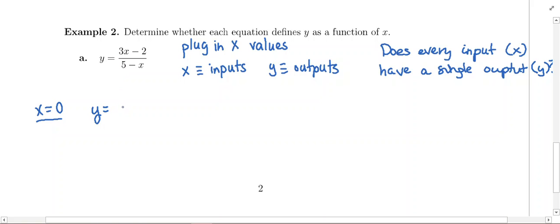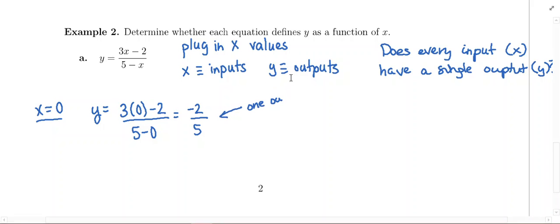In the numerator, the top of the fraction, we're going to get 3 times 0 minus 2. In the bottom, or denominator, we're going to get 5 minus 0. If I simplify this, it gives me -2 in the top and 5 in the bottom. So an input of 0 gives me an output of -2/5. It doesn't really matter that you got -2/5 as your output. What matters here is that you plugged something in and you got one output. If you're concerned that maybe it's because I picked 0 for my x value, let's pick something else.